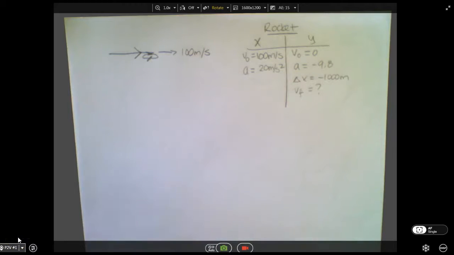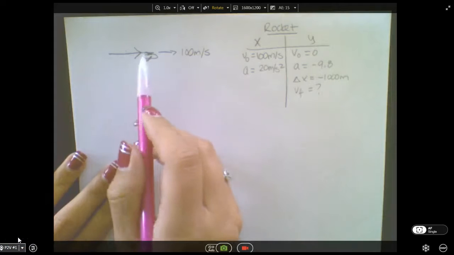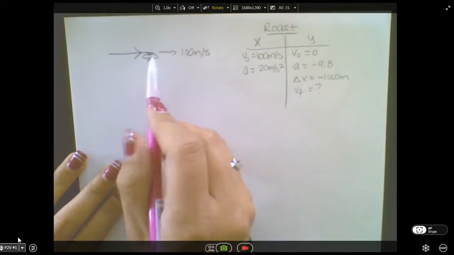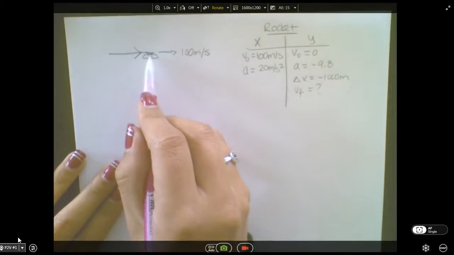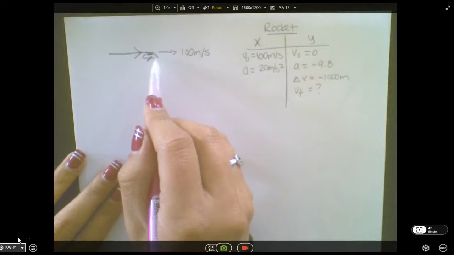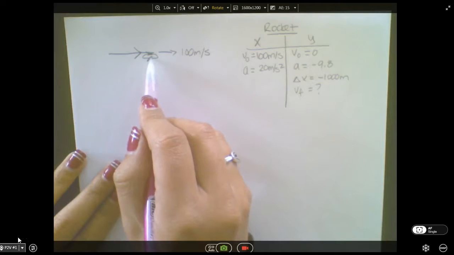Okay, so here's the setup. This is my jet plane. I don't have a very good drawing. And here's my rocket. It's attached, so they're both traveling 100 meters per second to begin with in the x direction. And then the jet plane is going to release the rocket, and immediately after release, the rocket is going to have an acceleration of 20 meters per second squared in the x direction.